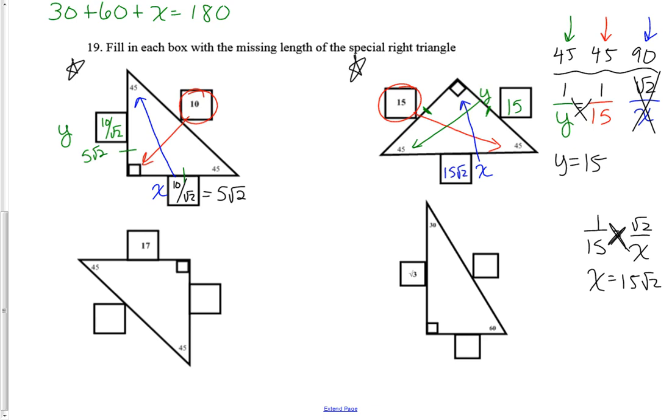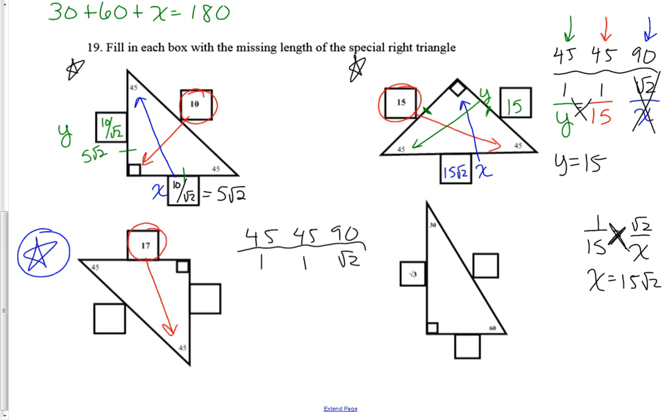I am moving down to the second one on the left. This is a 45, 45, 90 triangle, and the ratio is 1, 1, square root 2. First thing I'm going to do is place the number that I was given. That was a 17, and it's across from the 45. So I choose one of the 45s, and I make a fraction with the 1.